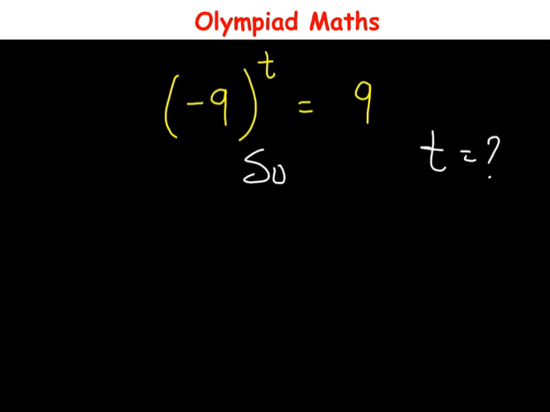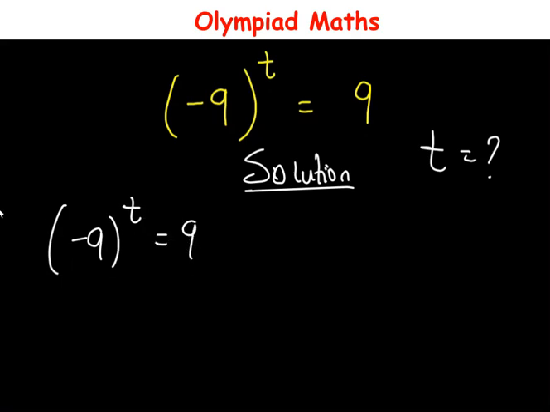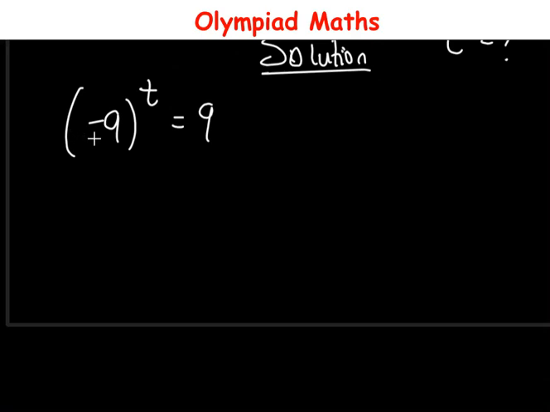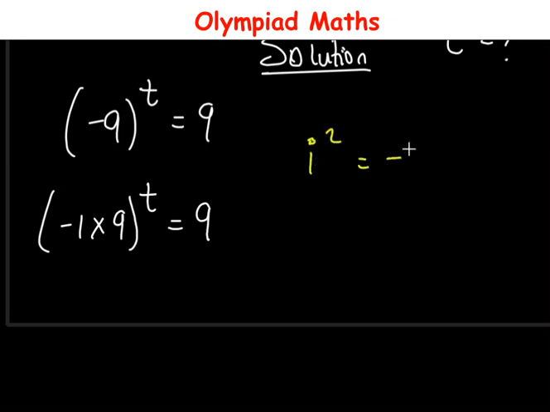To do this, solution: we have (-9)^t = 9. Looking at this, we can express -9 as (-1 × 9)^t = 9. From here, you see, if you have i² = -1, that means we can replace -1 with i². So this then becomes (i² × 9)^t = 9.